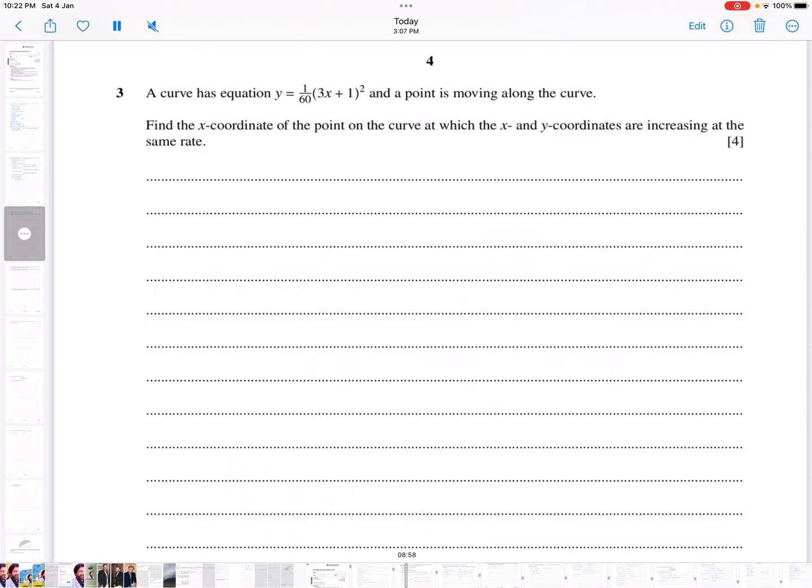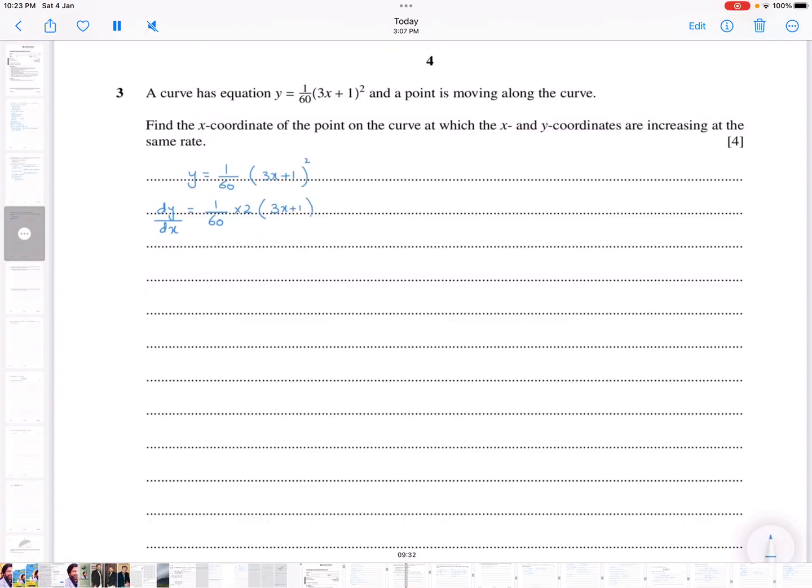Question number 3. A curve has this equation, and a point is moving along the curve. Find the x coordinate of the point on the curve at which the x and the y coordinates are increasing at the same rate. Alright, so this is our equation. We have to find dy by dx. So bring down the power 2 and subtract 1 from 2, and then differentiate inside the bracket. Now simplify everything, so it becomes 3x plus 1 over 10.